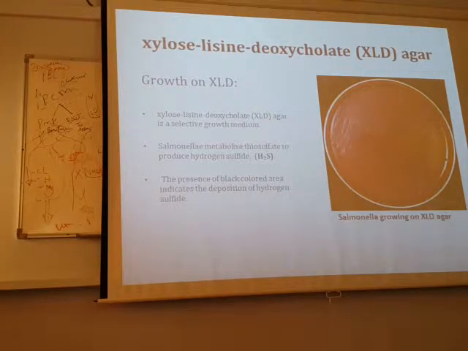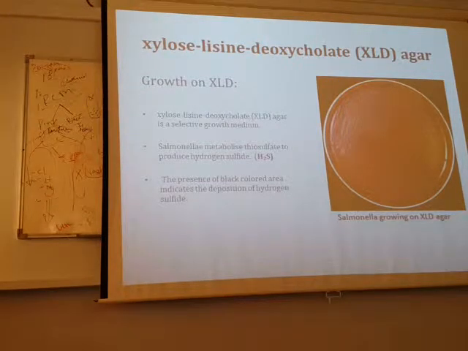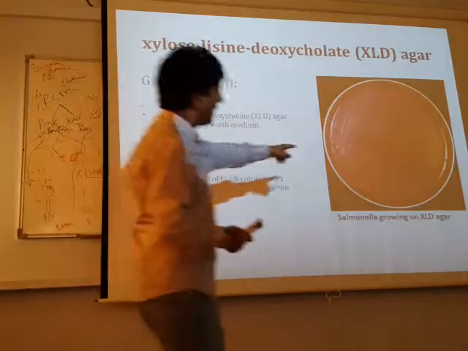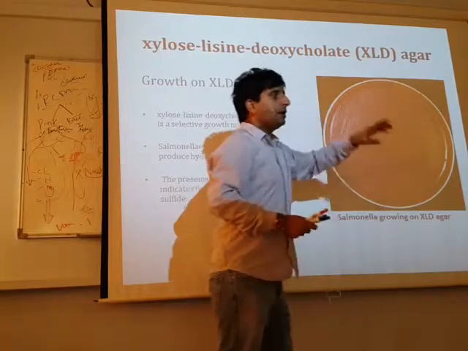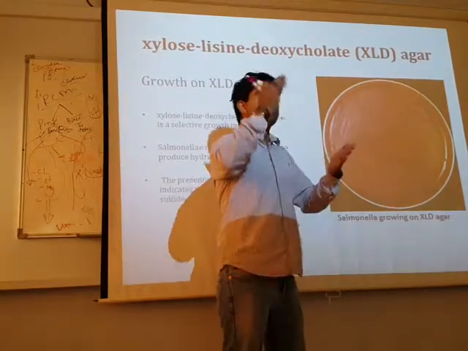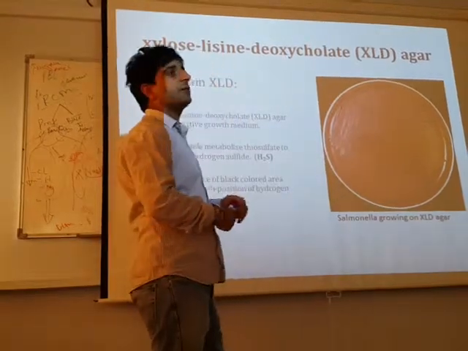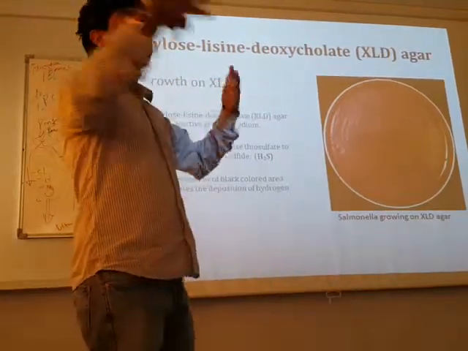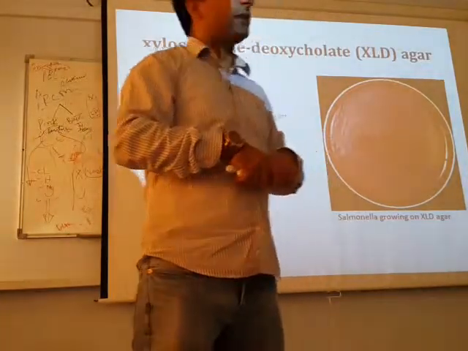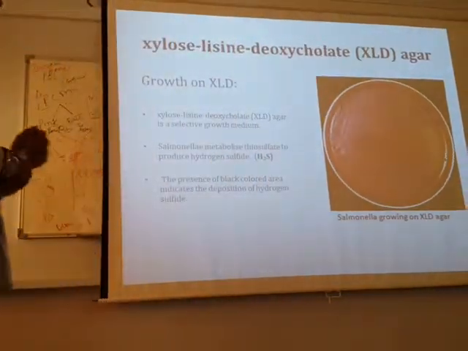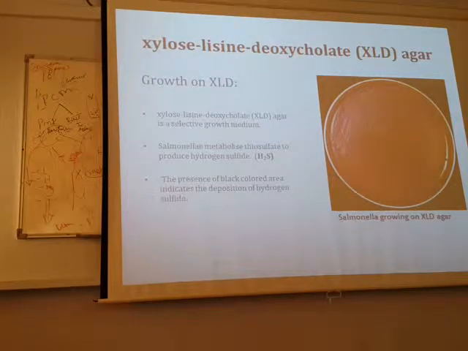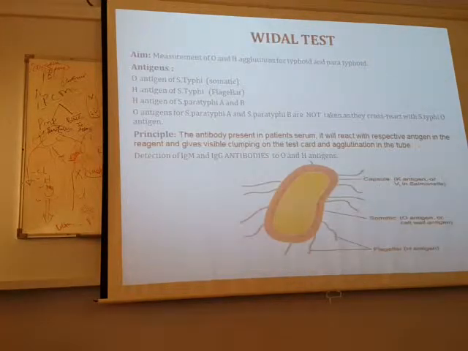So, boys, two cultures: blood culture and XLD medium. In blood culture you see opacity when bacteria are present, maybe after 2 or 3 days. But here it produces black coloration. When you see these black spots, it means Salmonella is present. It has broken down thiosulfate into hydrogen sulfide, a gas that reacts with iron and produces the black color. Without the reaction with iron, it will not produce it.